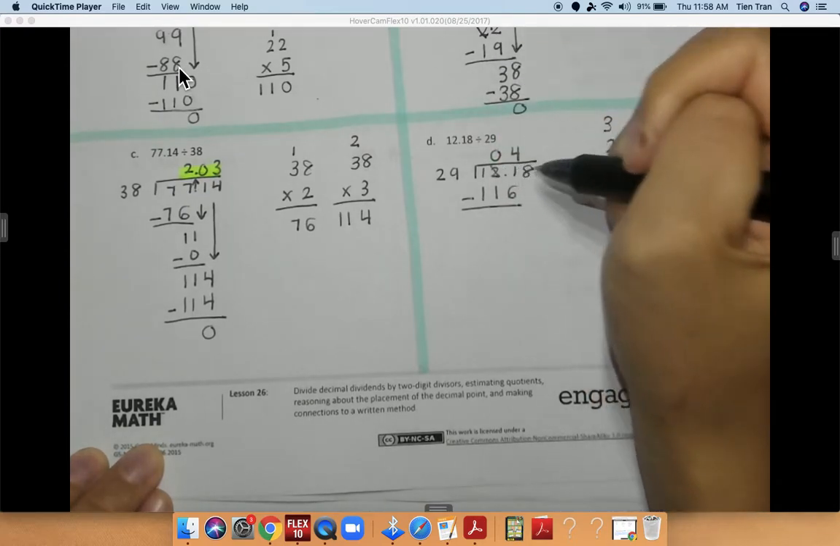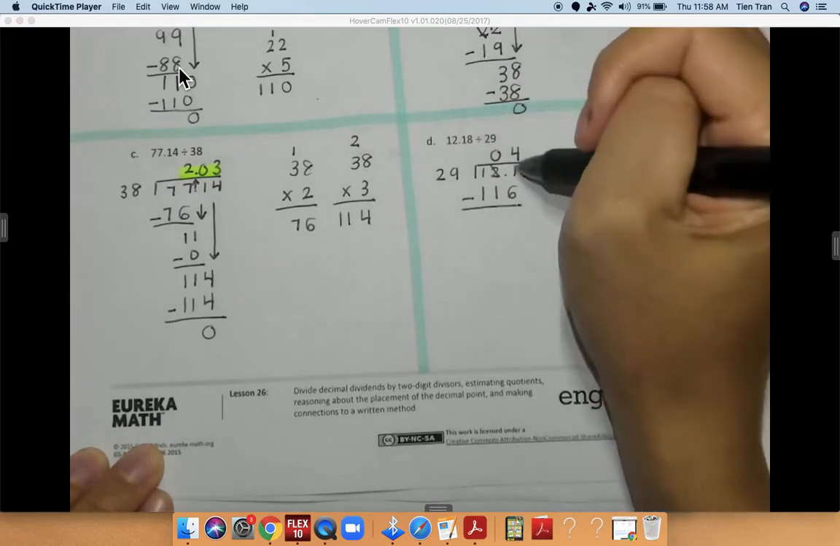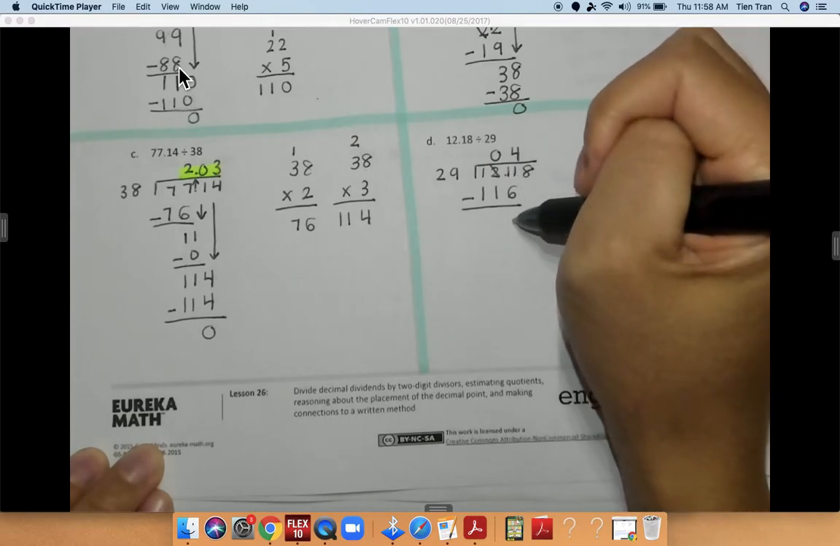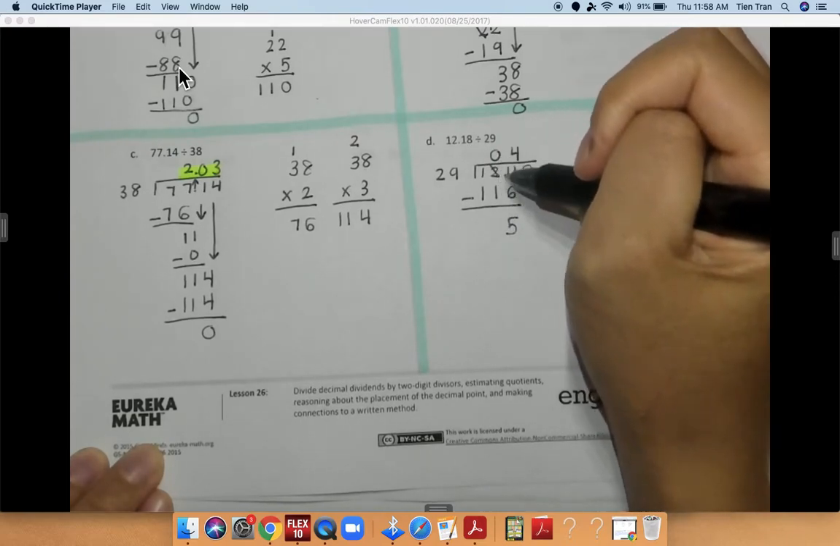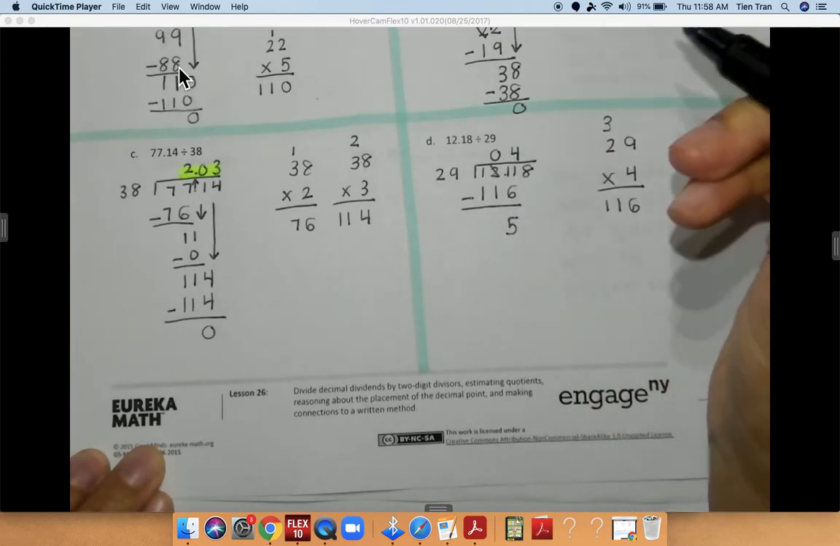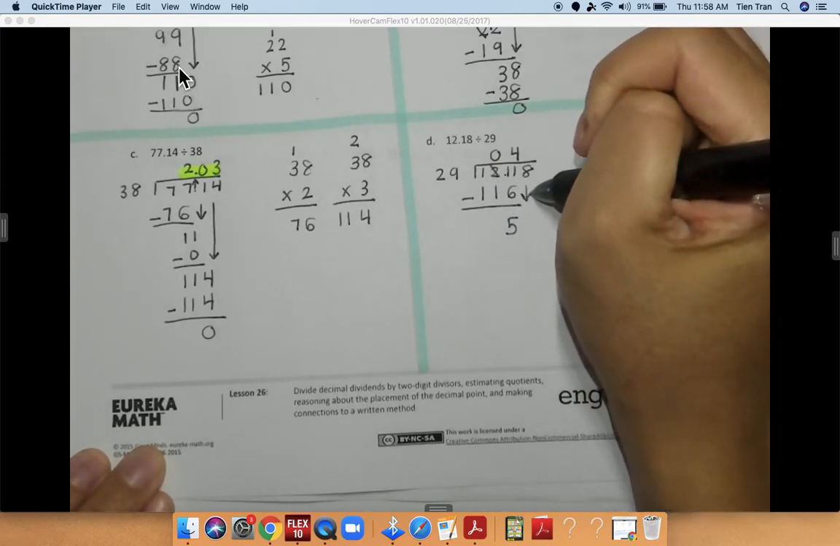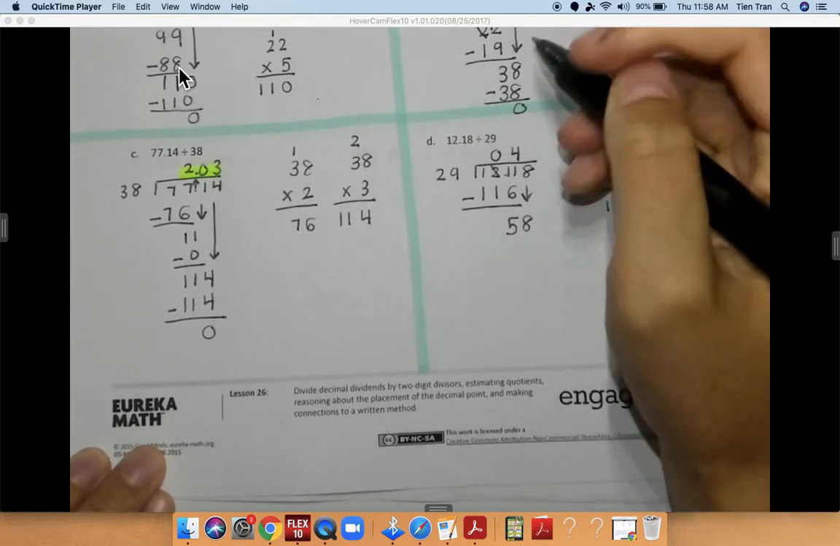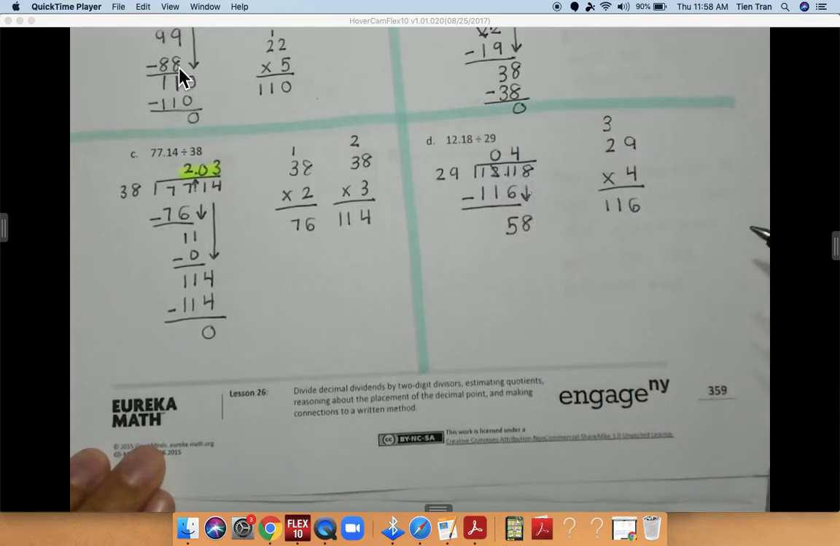Now I'm going to regroup because 1 minus 6 does not work. So I regroup and I got 11 minus 6, which is equal to 5. 2 changes to 1. 1 minus 1 is 0. 1 minus 1 is 0. I don't need to write that, but if you would like to, you can. Bring down my 8. How many times can 29 go into 58?